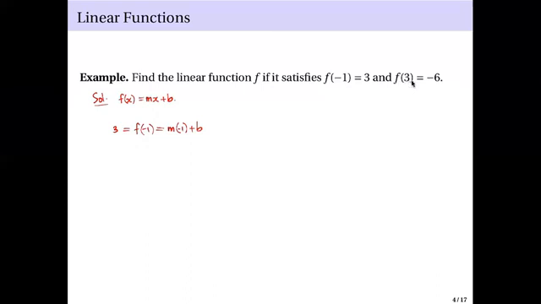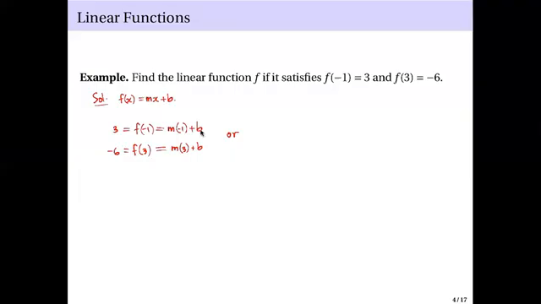Similarly, for this information, f of 3 equals -6. So you have f of 3, this is equal to -6. If we substitute x equals 3 in this formula, we will have m times 3 plus b. Okay? Now, what we see here are two equations with two unknowns, m and b.